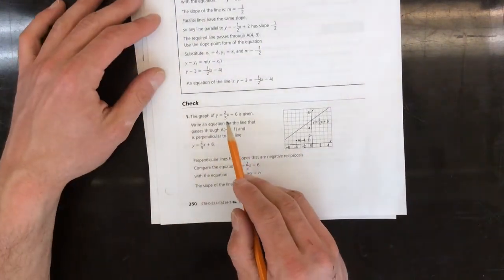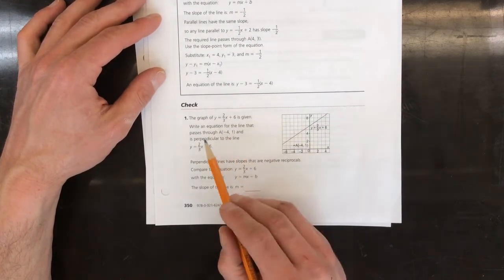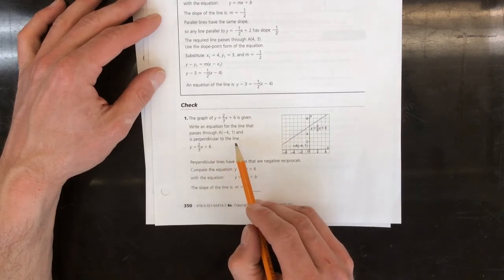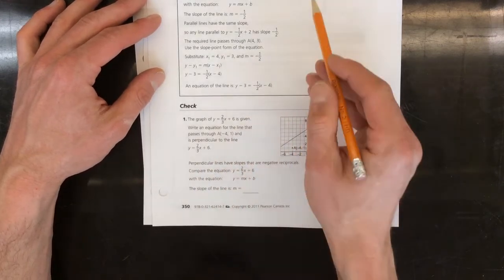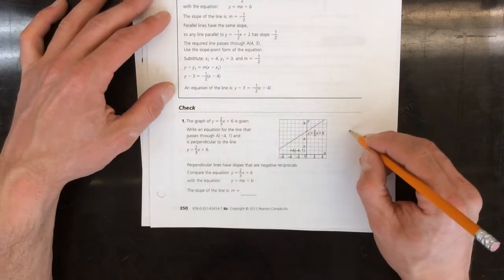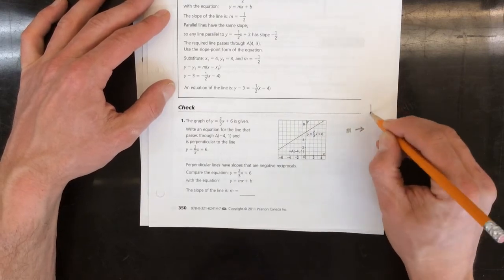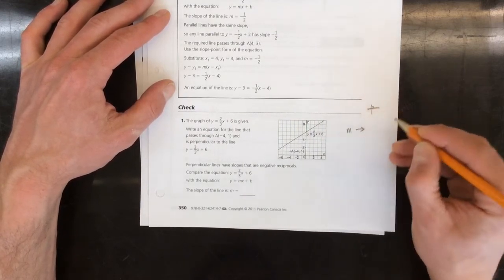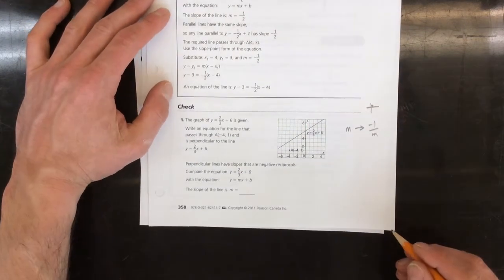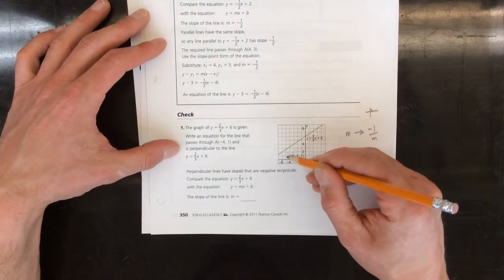So the graph of y equals 2/3 x plus 6 is given. Write an equation for a line that passes through -4 and 1 and is perpendicular to the line. So now they did a parallel one, we're doing a perpendicular one. Remember, the perpendicular line, if I have a slope of m, a perpendicular line, which will meet at 90-degree angles, is going to be -1 over m in terms of slope. So I need a perpendicular line that goes through A.